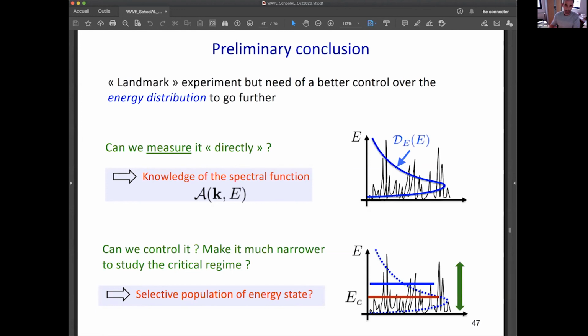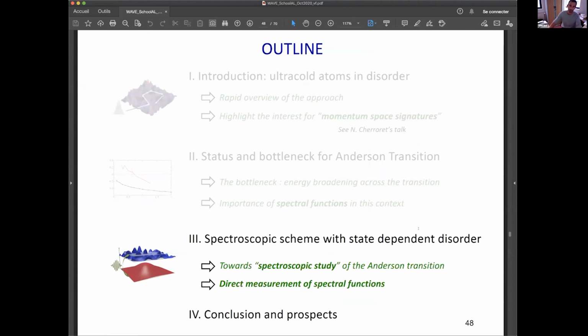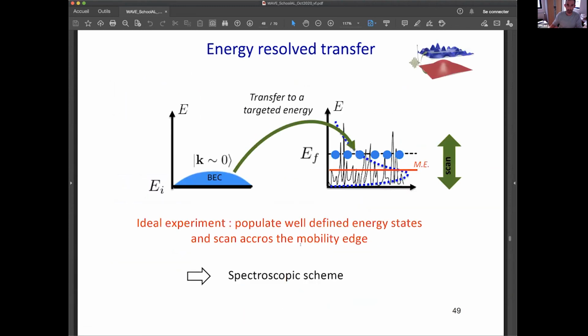I mention that because indeed it's what we are trying to do at the moment. So I'll just give you a rough idea of what we are doing, and then I conclude. This is the last part, which is the spectroscopic scheme with state-dependent disorder. The idea is that now we change: we have two states, and we will do a spin transfer to select a precise energy level in the disorder, that we can scan.